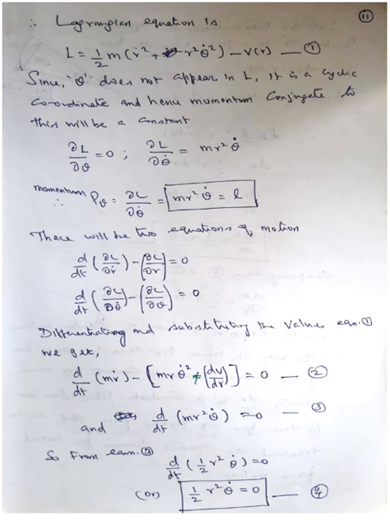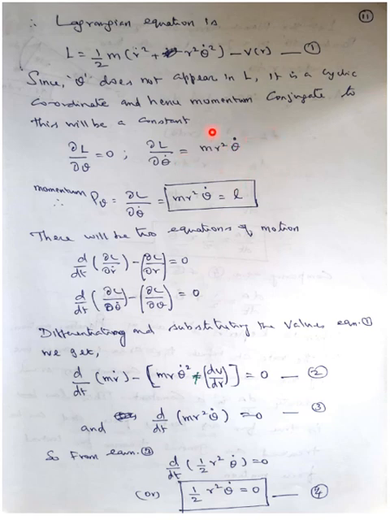When you are differentiating this ∂L/∂θ̇ with respect to θ̇, the half m term will be neglected. The r² remains the same, and θ̇² becomes 2θ̇. This 2 and this 2 can be cancelled. Therefore, the remaining will be mr²θ̇, so this equation mr²θ̇ is equal to L. It is the momentum coordinate.